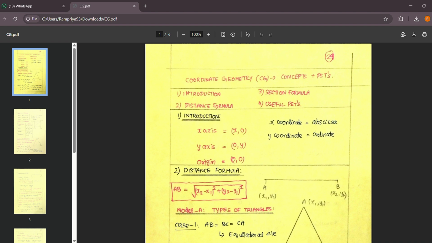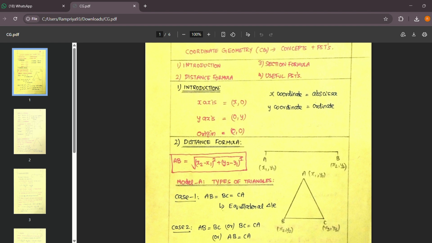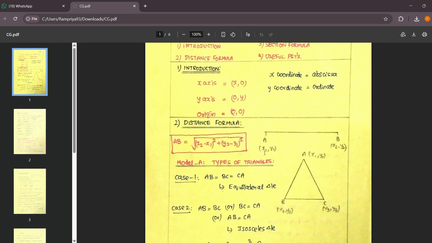So now you have the distance formula. See from this diagram, the coordinates of A are x1, y1 and the coordinates of B are x2, y2. Now the distance AB is given by this formula: AB equal to root of (x2 minus x1) whole square plus (y2 minus y1) whole square.